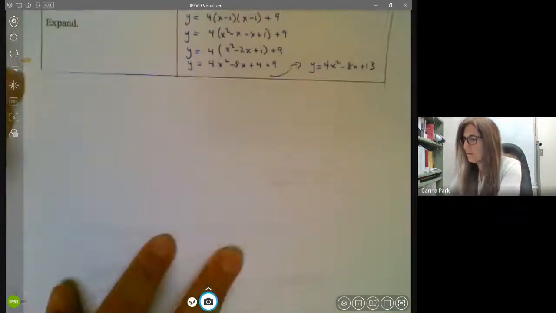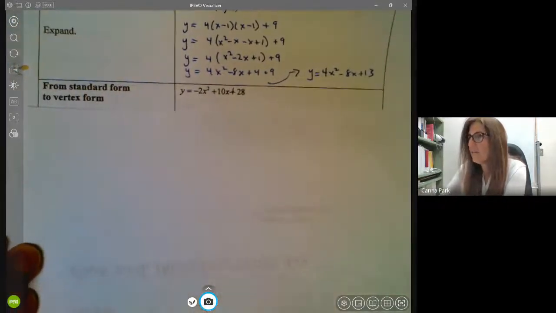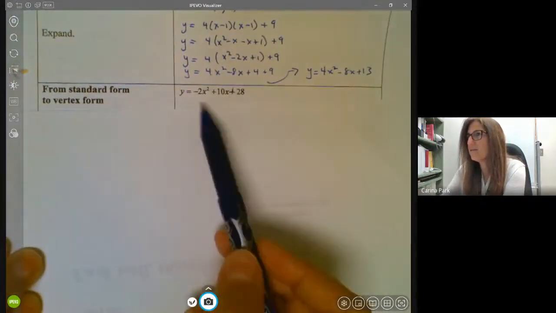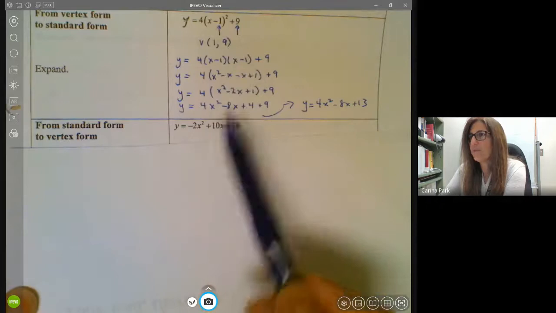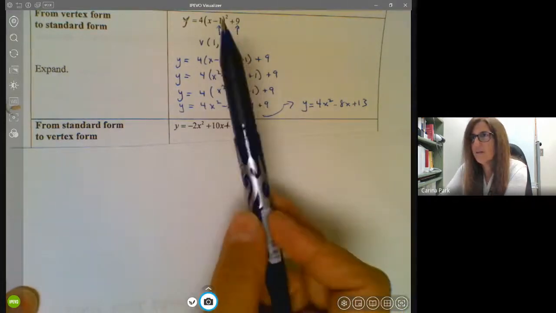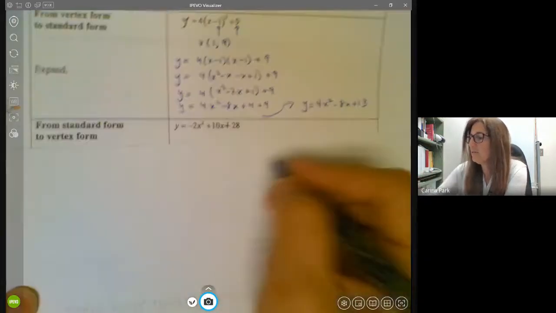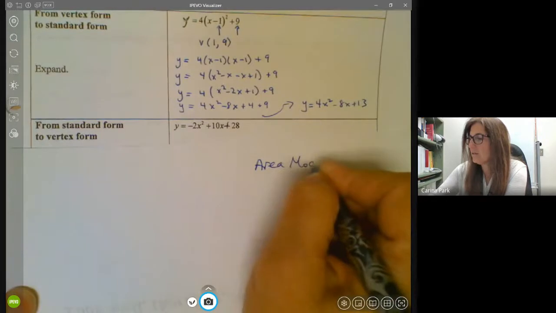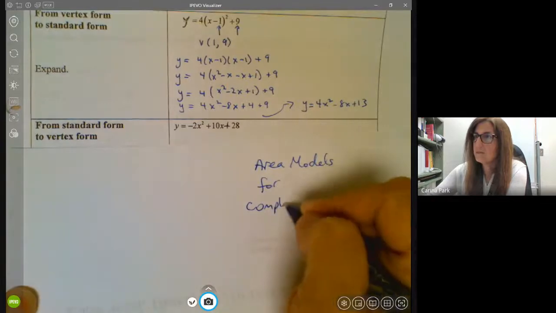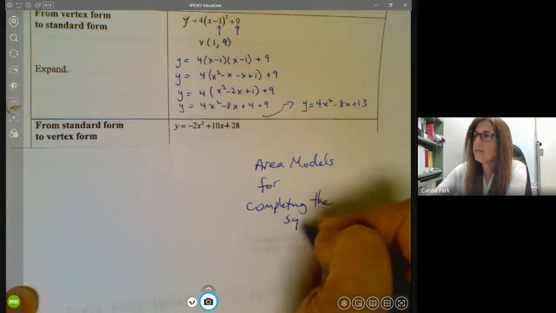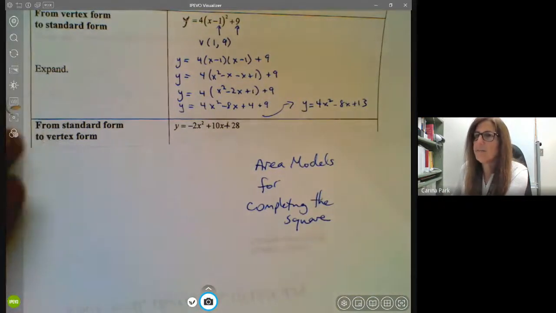The third one is, how do you get from standard form to vertex form? I want to go from something that looks like this to something that looks like this. So I want to create some kind of bracket squared. I want a square in here. If you get an opportunity to watch my video on area models, the expression was completing the square. Last year you learned completing the square algebraically. I'm presenting to you 2 options.